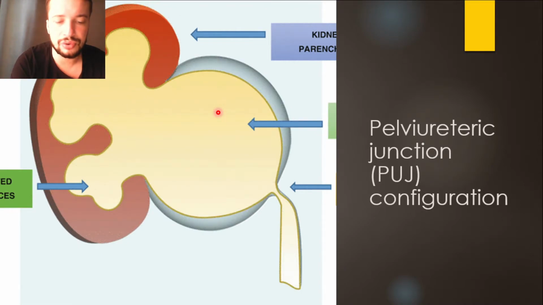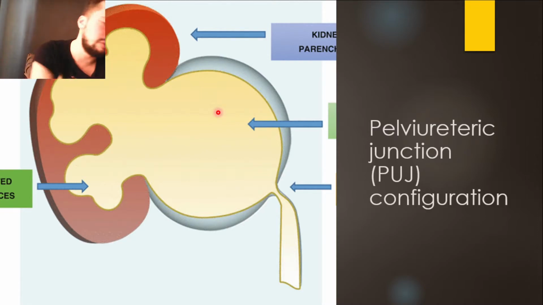Pelvi-ureteric junction obstruction, or PUJ obstruction, is generally the result of a primary intrinsic defect of the ureteric muscular layers, where there is an adynamic segment of ureter requiring surgical treatment.